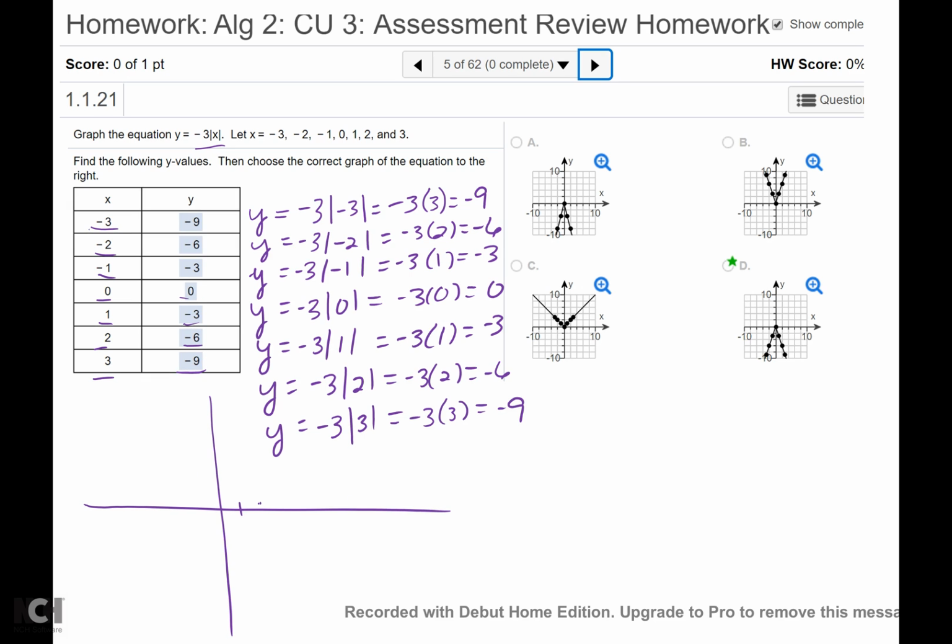If they graph it: (-3, -9), (-2, -6), (-1, -3), (0, 0), (1, -3), (2, -6), (3, -9). And if you connect the dots, pretend that they line up there. Okay, that would be your V shape.